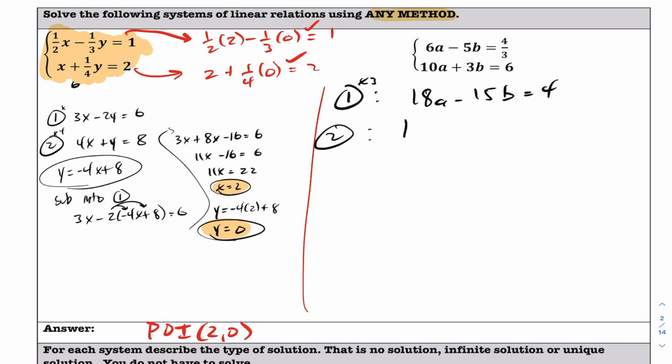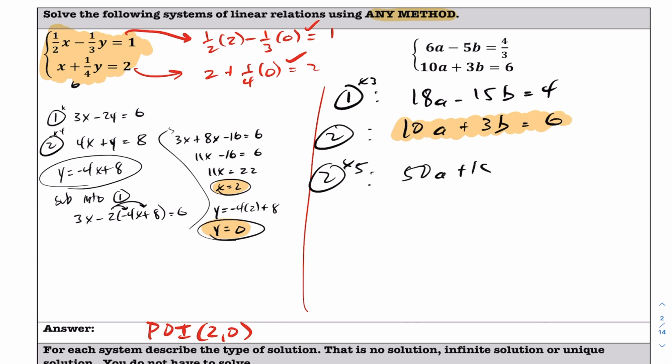Equation 2, I'm just going to write that back down and see what we have here. Now I'm going to solve this using elimination. The easiest one to eliminate is going to be the b. So I'm going to take equation 2 and multiply across by 5. If I multiply equation 2 across by 5, I end up getting 50a plus 15b equals 30.